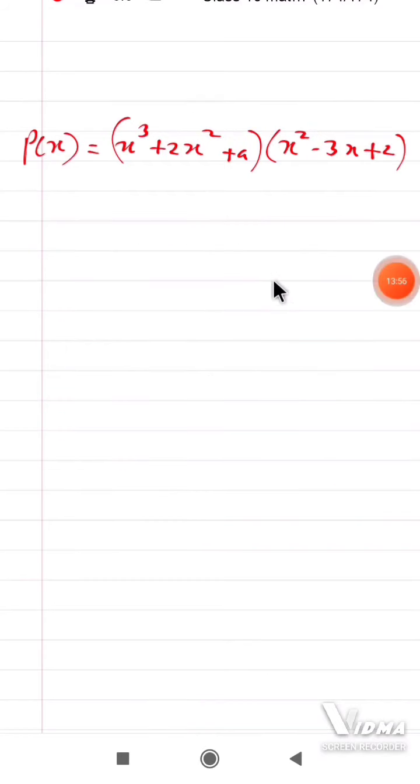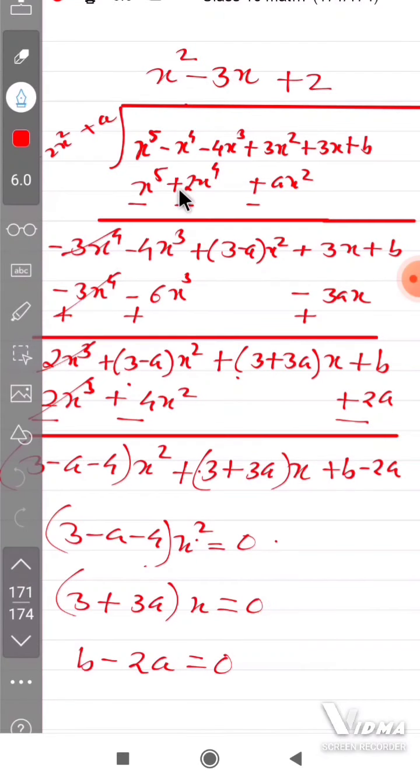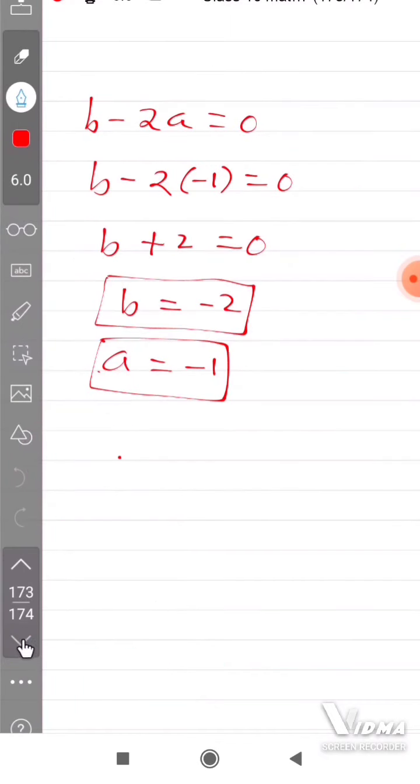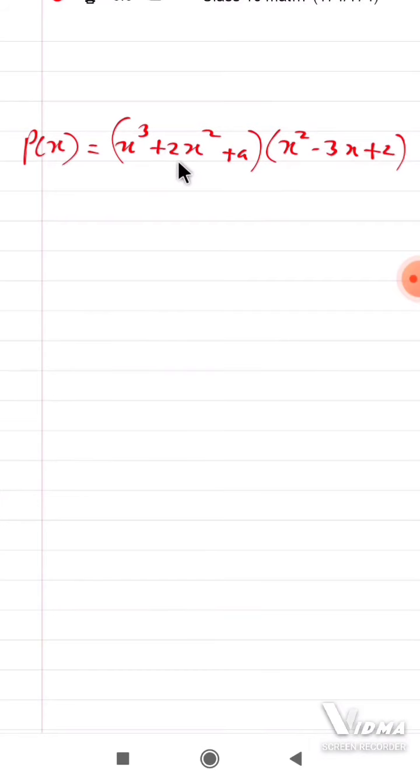So to find which zeros of p of x are not the zeros of this cubic polynomial, let us see the division we got here. We got this as a quotient, x square minus 3x plus 2, and this was the divisor. So with the help of the division algorithm of polynomials, we write p of x equals to this cubic polynomial into this quadratic polynomial which we got in the quotient. Since the value of a we just got equals -1, we replace it here with -1. Now to get the zeros of this quadratic polynomial, we'll try to factorize it.